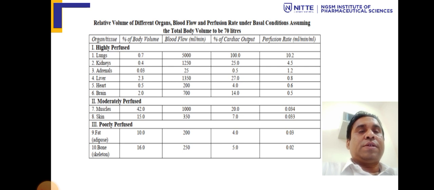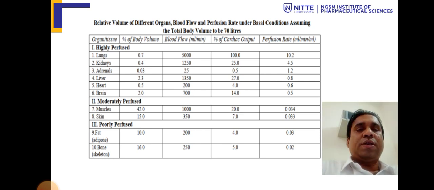From this table, which is taken from references 1 and 2, you can see highly perfused organs like the lungs and kidneys, in which the percentage of body volume is 0.7, blood flow is 500 ml per minute, percentage of cardiac output is 100 and perfusion rate is maximum, 10.2. We can see moderately perfused organs like muscles, which is 42% of body volume, with blood flow of 1000 ml per minute, 20% of the cardiac output, and perfusion rate 0.034.